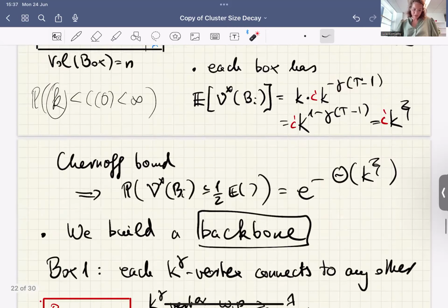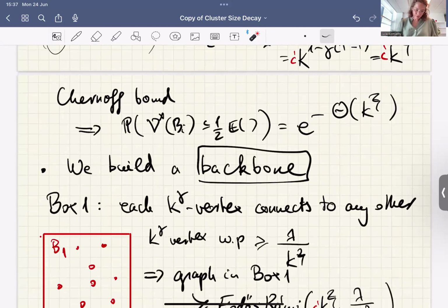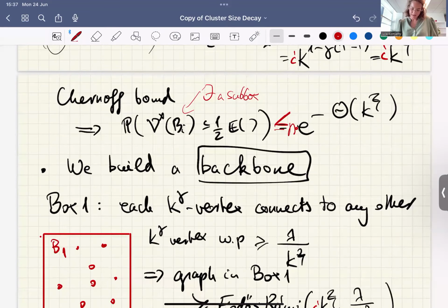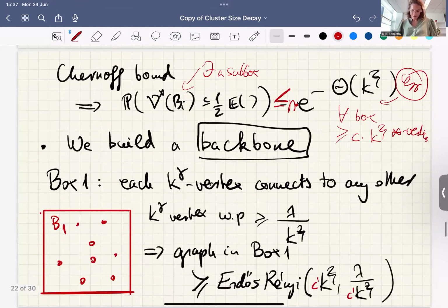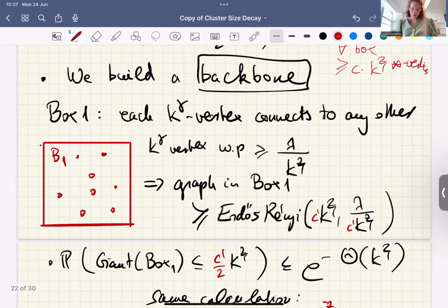So now you can do a Chernoff bound that the probability that there is a subbox where you see too few of these star vertices is less than n times e to the minus theta k to the zeta. So now every single box, with this error probability, has at least some constant times k to the zeta star vertices. Okay, so then you do a little bit more of a computation.